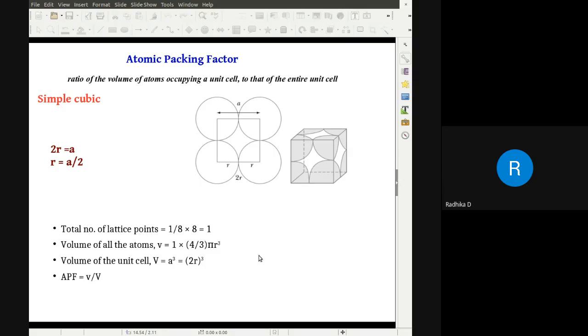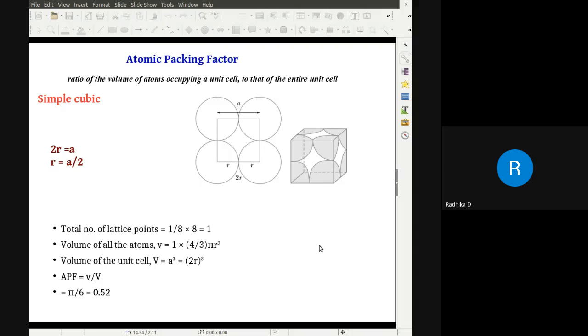Find the atomic packing factor as the ratio of small v divided by capital V. Substitute all these things and you will get a value pi by 6. I hope you all know pi is 3.14. Pi by 6, the value is 0.52. Atomic packing factor for a simple cubic system is 0.52. What does it mean?